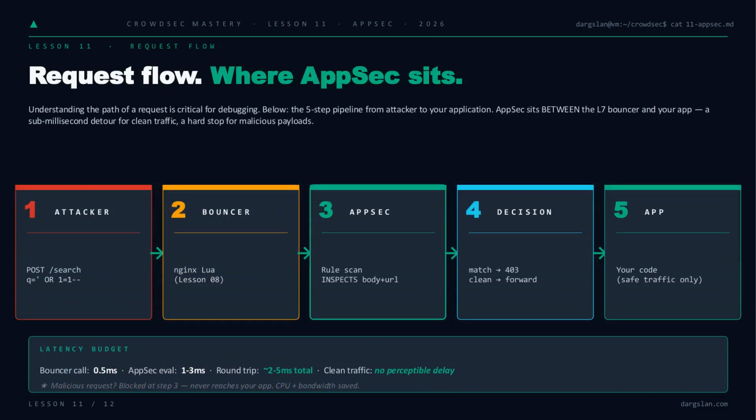With AppSec live, let's trace what actually happens when a request hits your stack. An attacker fires a POST to /search with a classic SQL injection payload. Your Nginx bouncer catches it, forwards the body and URL to AppSec on port 7422, and the rule engine scans against all 1,200 rules. Match means a 403. Clean means forward to your app. Total overhead? 2 to 5 milliseconds. Malicious traffic dies at step 3, never burning your application's CPU or bandwidth.